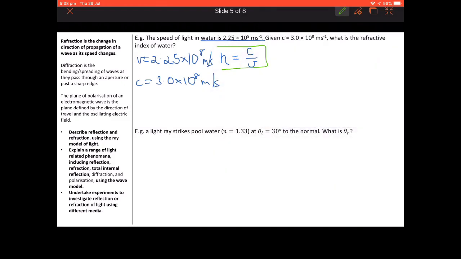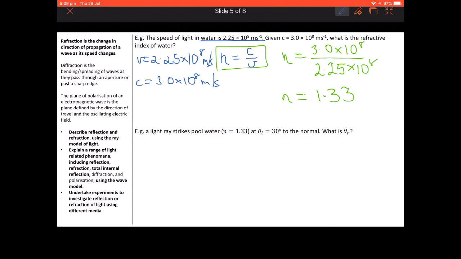So to apply our rule, all we have to do is say N is equal to 3.0 by 10 to the 8 divided by 2.25 by 10 to the 8, and if you pop that into your calculator, you'll end up with a refractive index of 1.33, and that's the refractive index of water.